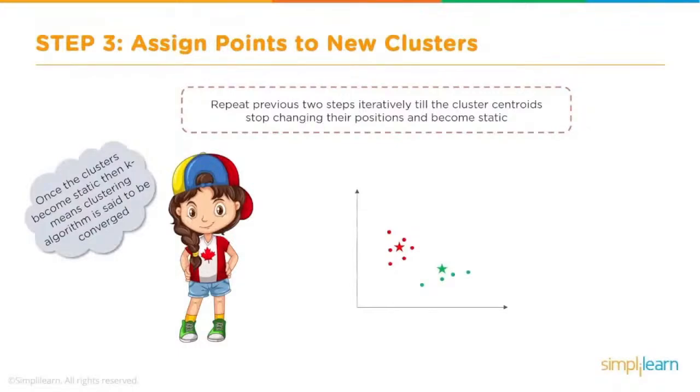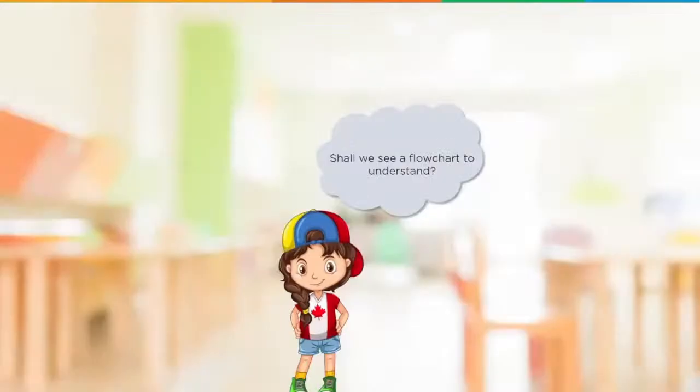Once the clusters become static, then K-means clustering algorithm is said to be converged. And there's another term we see throughout machine learning: converged. That means whatever math we're using to figure out the answer has come to a solution, or it's converged on an answer. Shall we see the flow chart to understand? Make a little bit more sense by putting it into a nice, easy step-by-step.